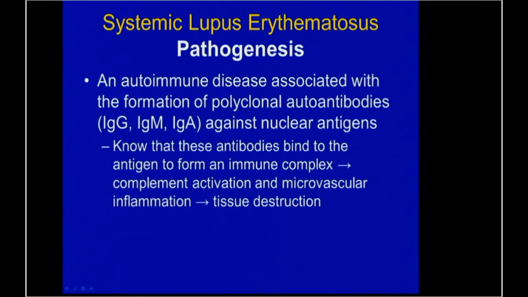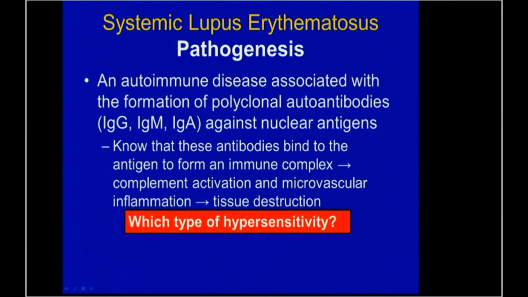For the pathogenesis of lupus, it's an autoimmune disease associated with the formation of polyclonal antibodies, could be immunoglobulin G, M, or A, against the nuclear antigens. That's why we have the anti-nuclear antibody, okay? Remember that these antibodies bind to antigens to form immune complexes, which will activate the complement if it is immunoglobulin G or M, and this activation might cause microvascular inflammation and tissue destruction. So that's the pathogenesis that we need to remember.